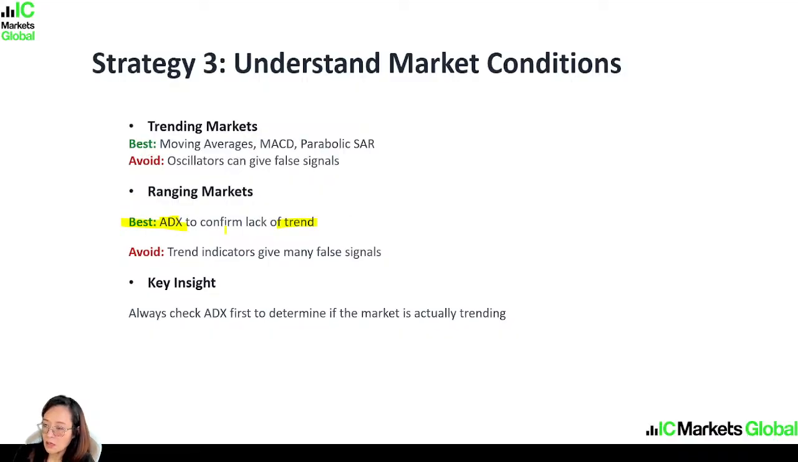I'm using it. Avoid too many trend indicators, as they give many false signals. I think you should just pick one. MACD is the one I recommend, and another one you can use is EMA 200 for gold. And the key insight: always check ADX first to determine if the market is actually trending.